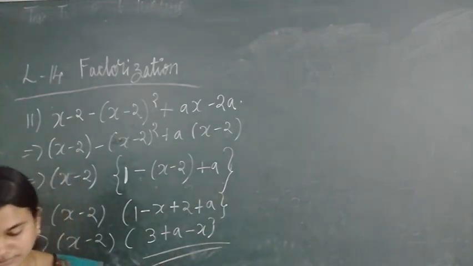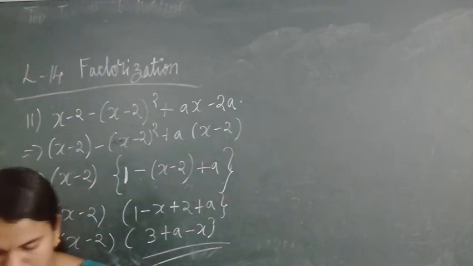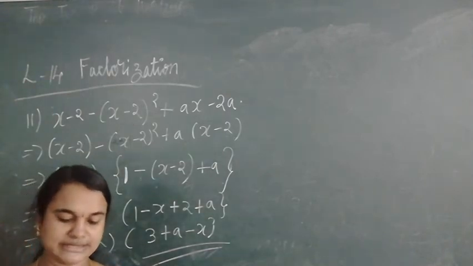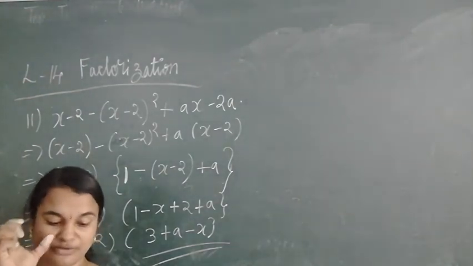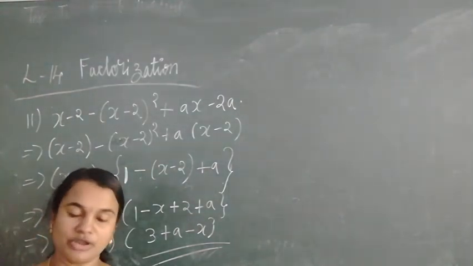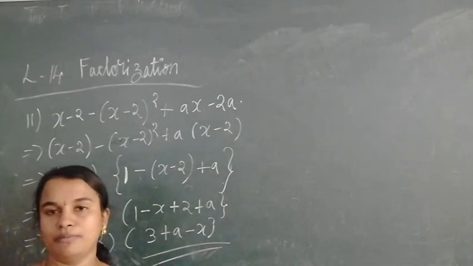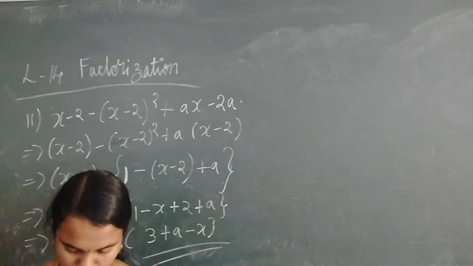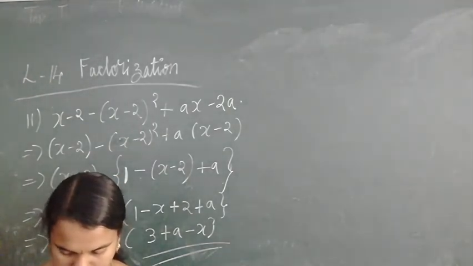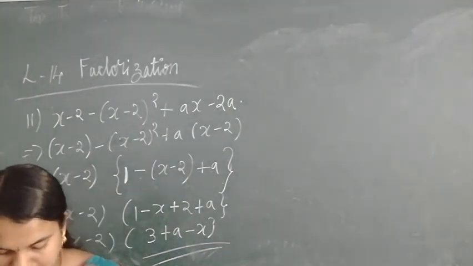Okay. And question number 12. In the 12th one you can see the same way only, children: x minus 1 and x minus 1 whole square and 4 minus 4x. So what we have to do, 4 we have to take as common and you have to solve it. Okay. So question number 12 will be the homework to you. Now the next exercise, 14C.